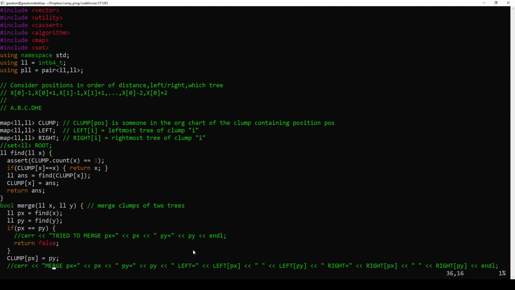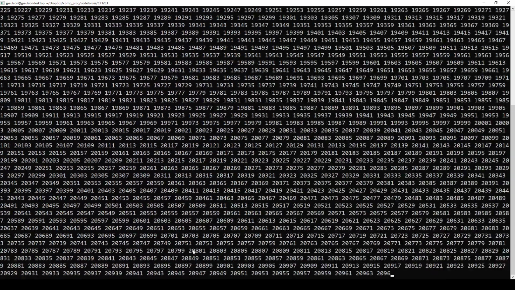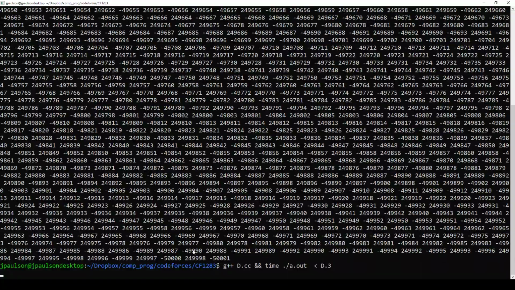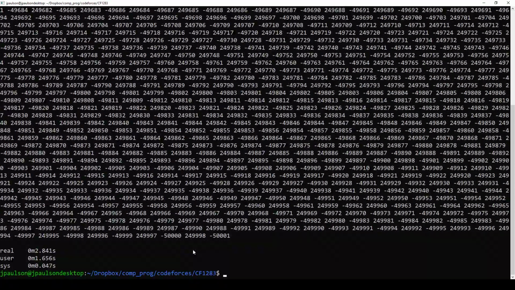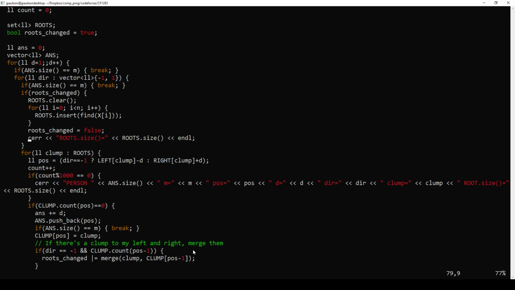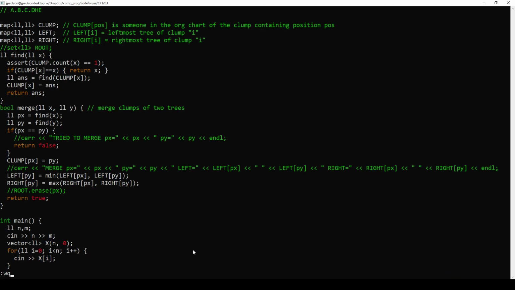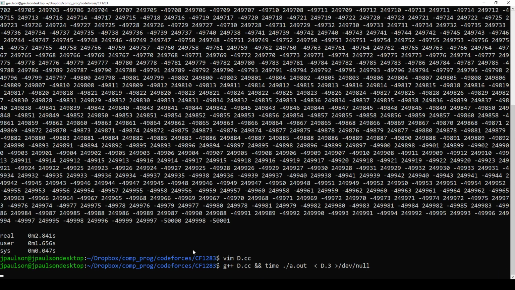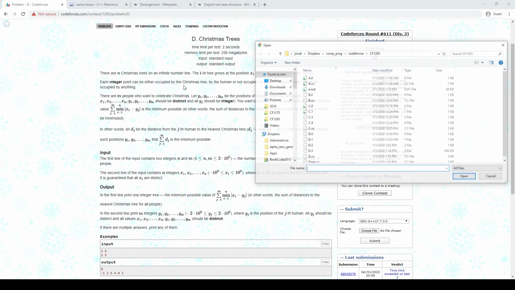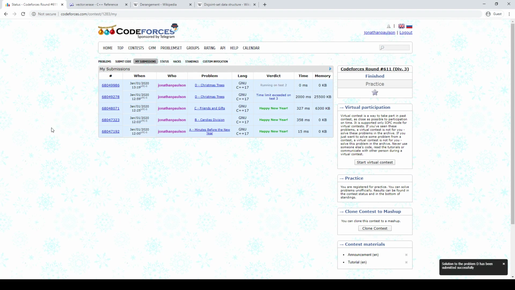Return true if it actually did a merge. Okay. Still kind of sketchy on the time limit, but I don't know, might be okay.